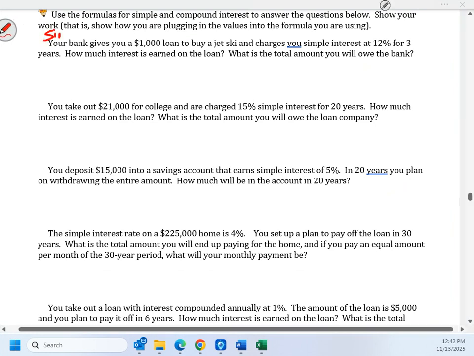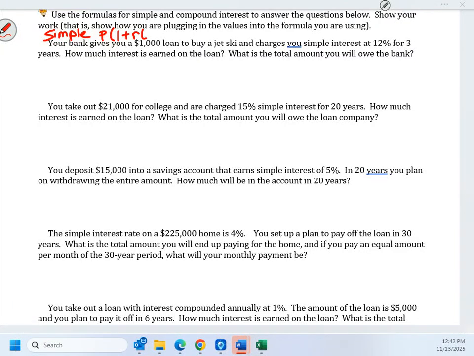So what is my formula for the simple interest? What's the formula? Who can tell it to me? P, parentheses 1 plus rate times time. So write that at the top of your page. Then we're gonna have compound.